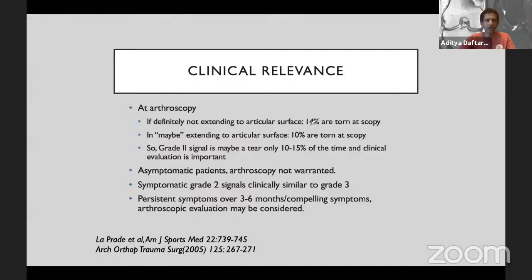Now, what are some normal variants that mimic tears? So the first one you have to remember is as you come oftentimes to the anterior horn of the lateral or the medial meniscus, there is a structure here called the transverse intermeniscal ligament.